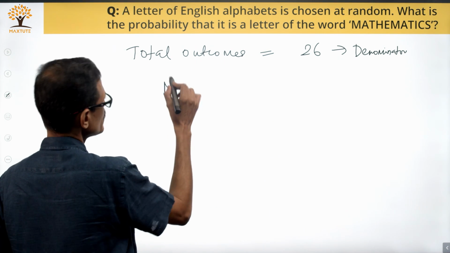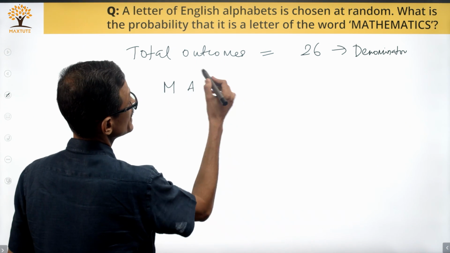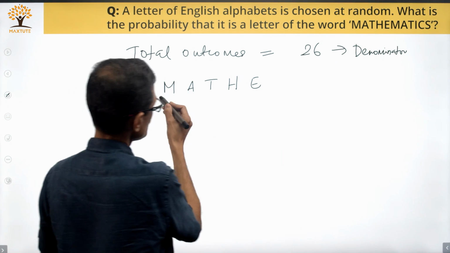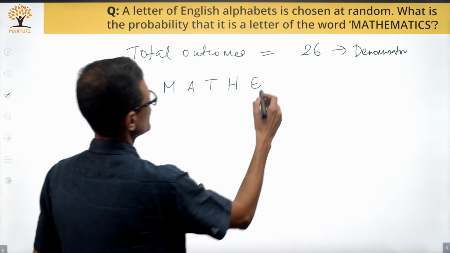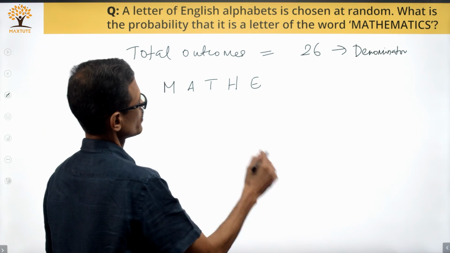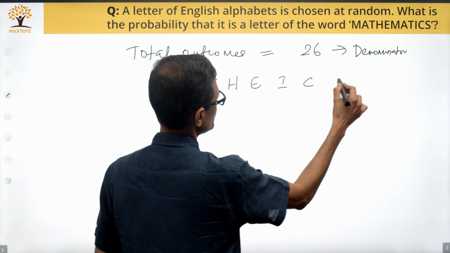We are starting with M, A, not repeated, T, not yet, H, E. The next letter is M. M has already been written, so we are not going to count it, right? A has already been written, we are not going to count it. T has already been written, we are not going to count it. I, C, S.